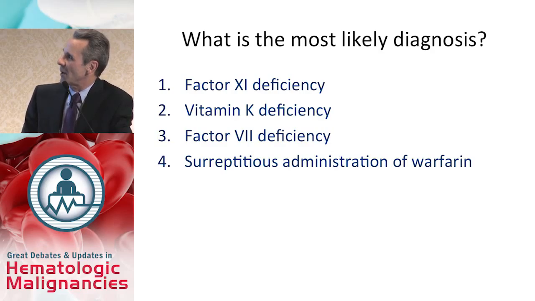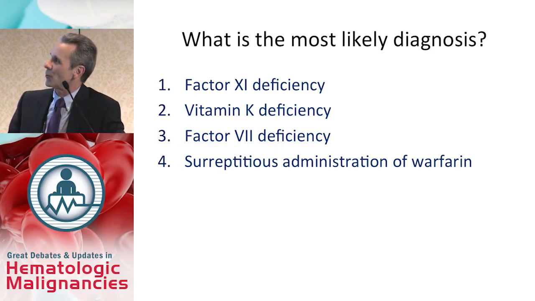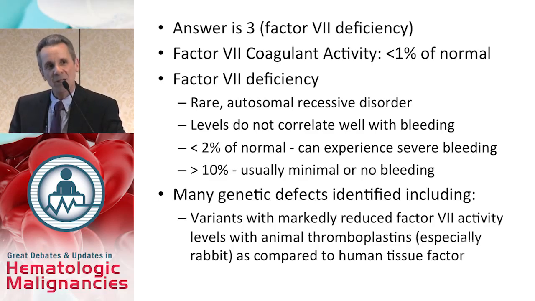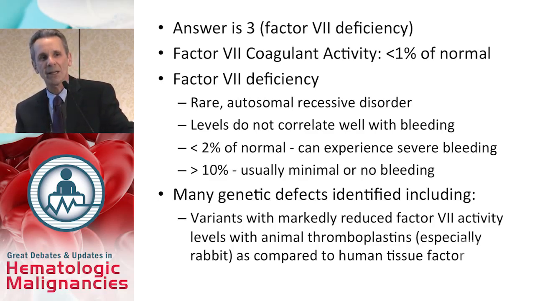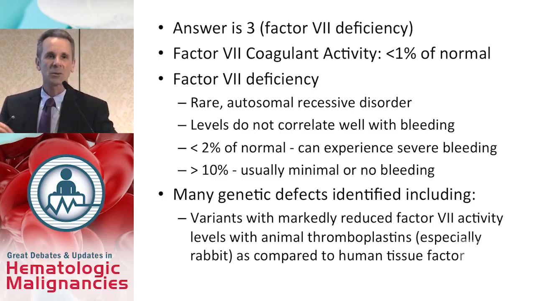What does he have? Factor 11, vitamin K, factor 7, taking warfarin? So we come down right here in terms of factor 7 deficiency. And in fact, his level was less than 1% of normal. So this patient does have factor 7 deficiency. It's an uncommon autosomal recessive disorder in terms of its clinical expression. The levels, again, don't correlate terribly well with bleeding, but a little bit better than factor 11 deficiency, though not nearly as well as with the classic factor 8 or factor 9 deficiencies.